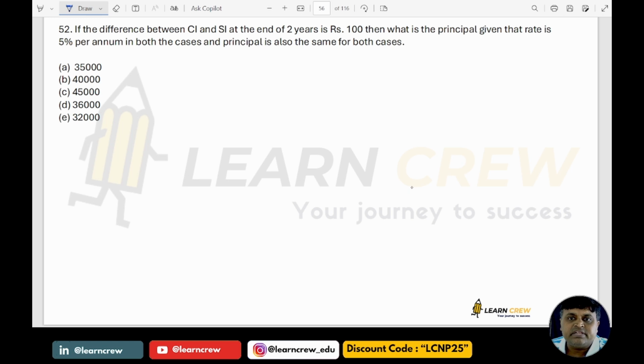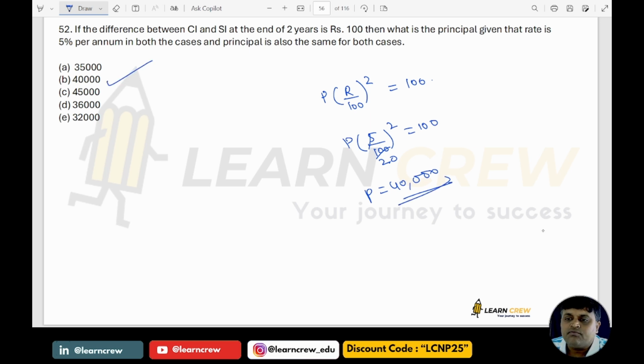The difference between compound interest and simple interest at the end of 2 years is 100. What is the principal? So the difference between CI and SI for 2 years is P into (R by 100) whole square, which is 100, and the rate of interest is 5. So P into (5 by 100) whole square is 100. From this, 5 ones are 5, 20 square is 400, 400 into 100 is 40,000. So the answer is 40,000.